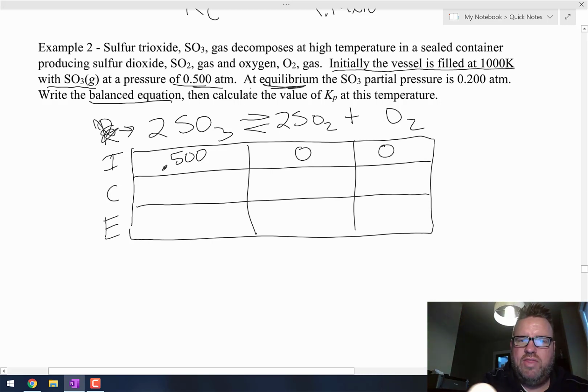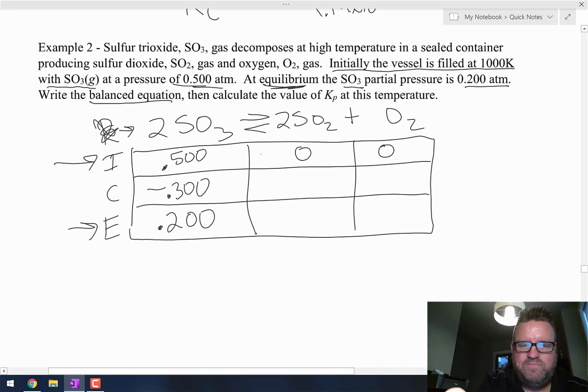And then at equilibrium, the SO3 partial pressure is 0.2. So that means this is 0.2, right? At equilibrium, SO3 is 0.2. So now we have enough, because if we know the initial and we know the equilibrium, we can figure out the change. How much did SO3 change from initially to equilibrium? Well, it was 0.5 and now it's 0.2, so it went down by 0.3.